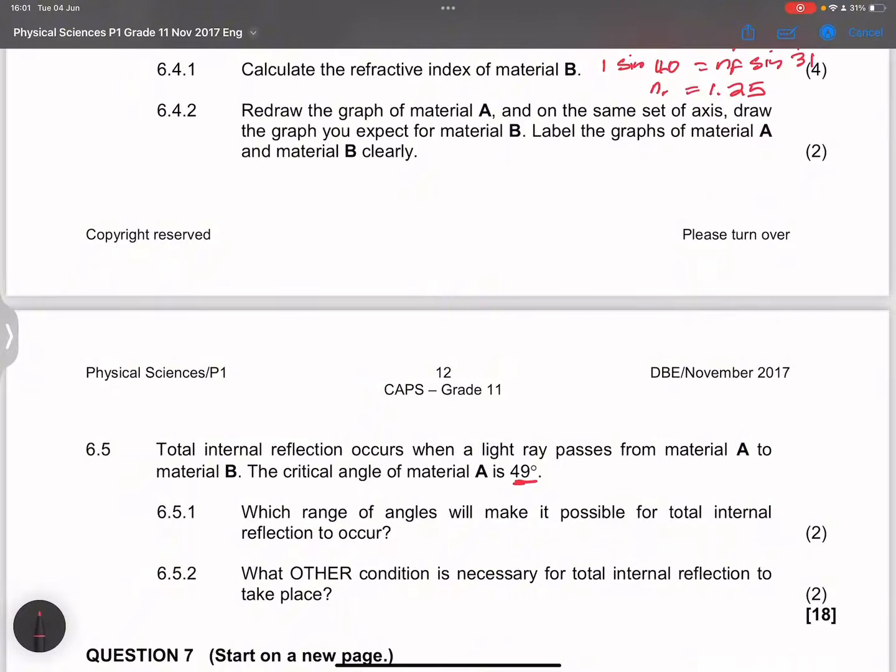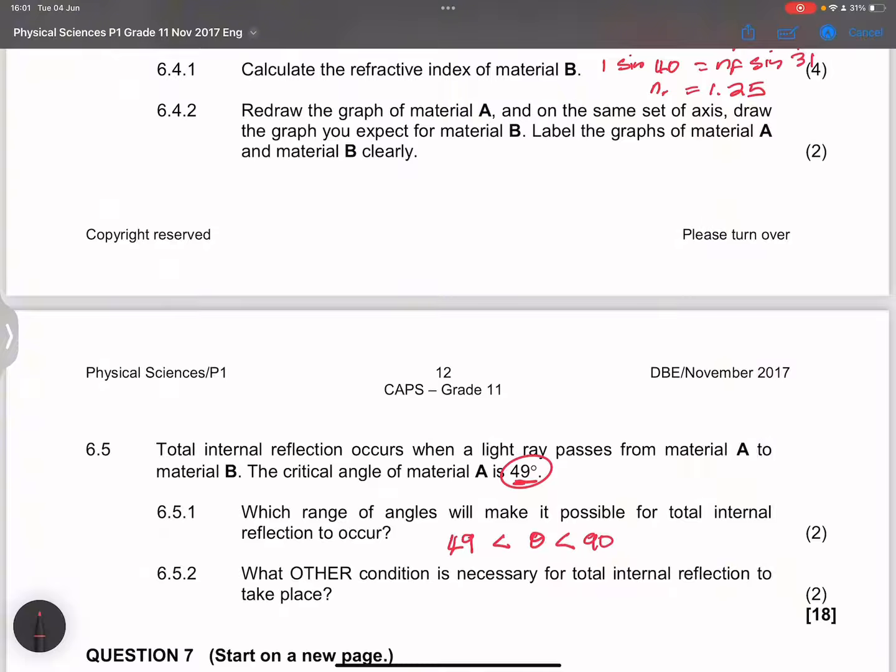Right. Now they ask which range of angles will make total internal refraction possible. Note that because our critical angle is 49, the angle must definitely be less than 90, but it must be greater than 49. Okay, so that is what would cause total internal refraction.